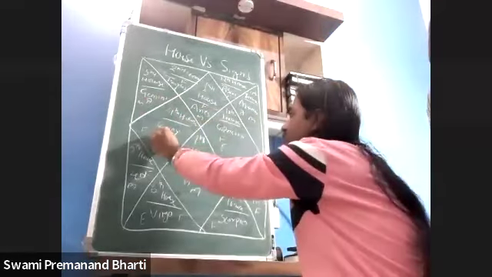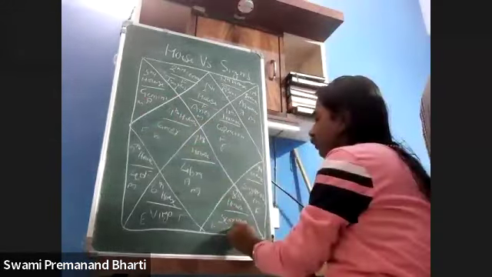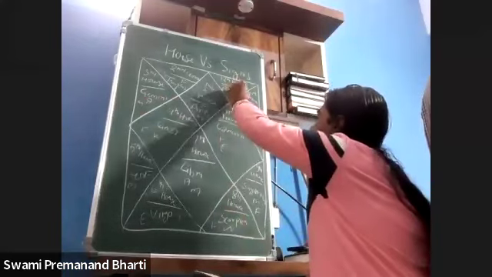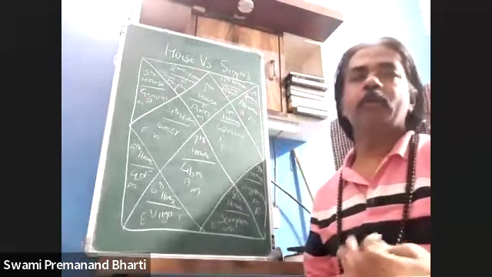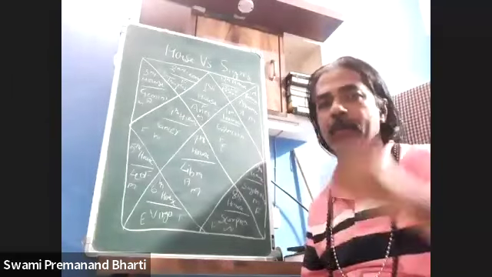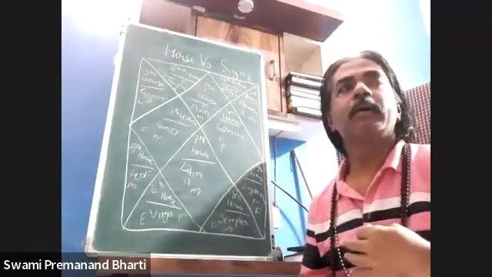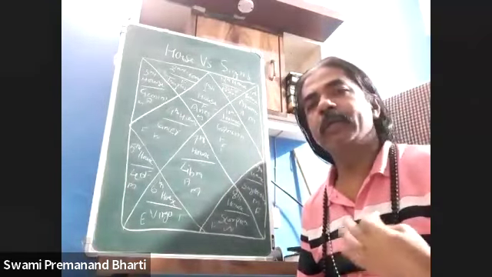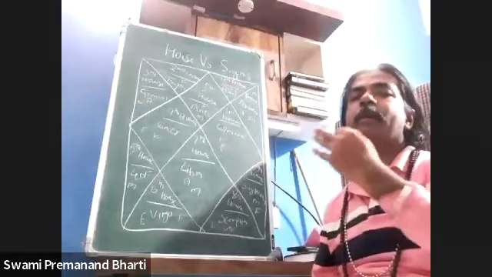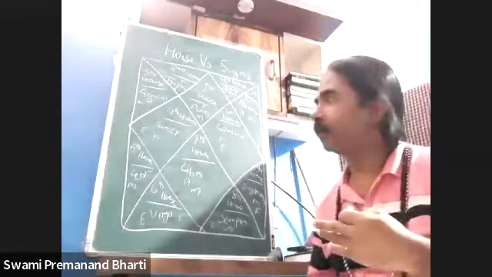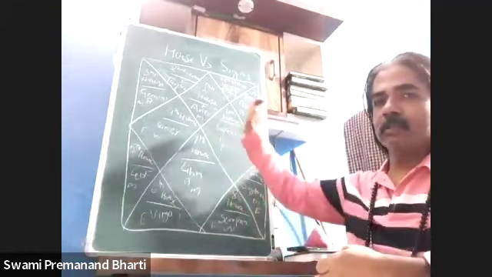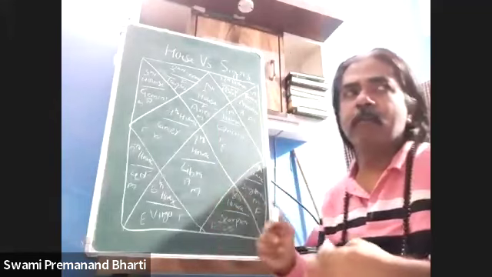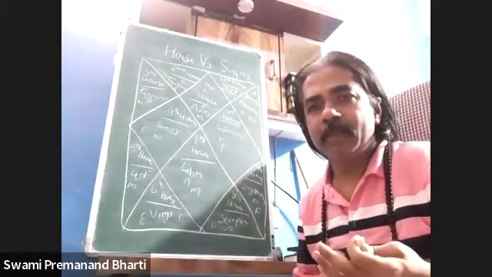Then water signs are Cancer, Scorpio, and Pisces. Okay. So what is the quality of water? Water is flowing, free flow, and all. What flows as a quality? Emotions. These people can be more on emotional grounds. Okay, if a person has too many planets in Cancer, Scorpio, Pisces, they can be more emotional by nature.